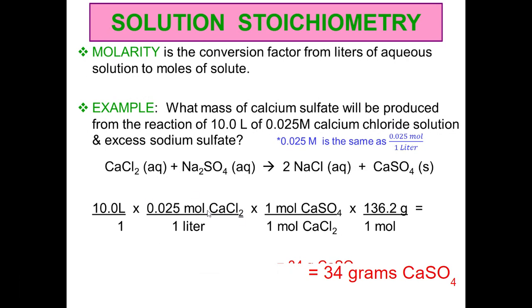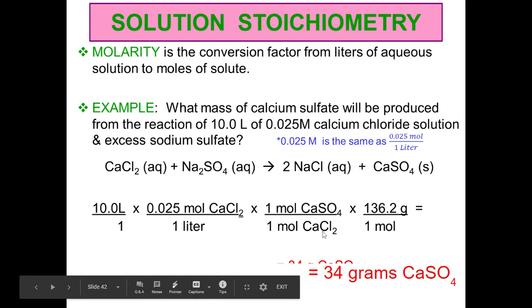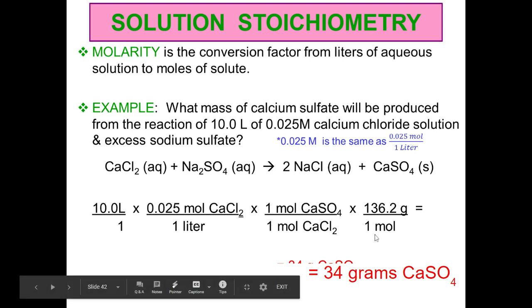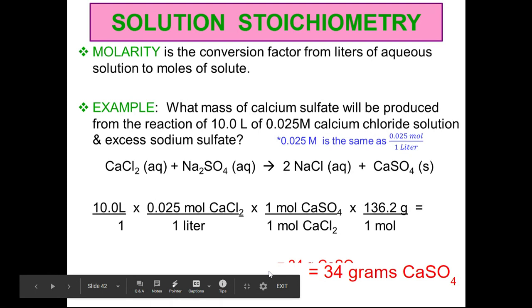I don't want moles of calcium chloride, though. Initially, I do. But at the end, I'm looking for calcium sulfate. So I have to get rid of moles of calcium chloride. And after that, I'm going to use my mole-to-mole ratio to go to moles of calcium sulfate. Looking at this balanced equation, they don't have coefficients, which means their coefficient is 1. So 1-to-1 ratio. Get rid of moles of calcium sulfate, go to molar mass, because we're looking for grams, multiply the top, divide by the bottom, and we get our value here of 34 grams of calcium sulfate.